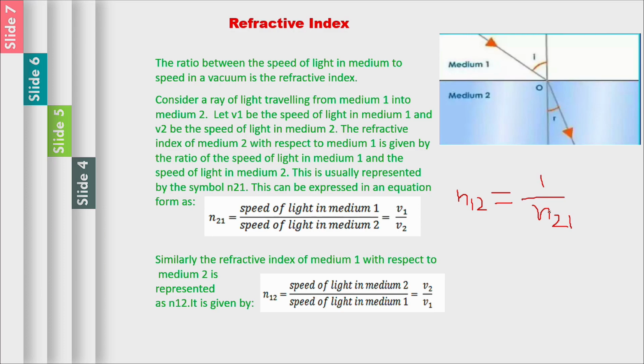So what is the unit of refractive index? Does it have any unit? No, because, as the definition says, both the speeds get cancelled. It has no unit, it is unitless. So like that you have to find out the refractive index of medium 1 with respect to 2 if the refractive index of medium 2 with respect to 1 is given.